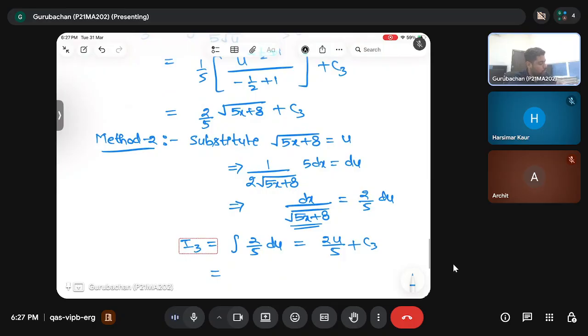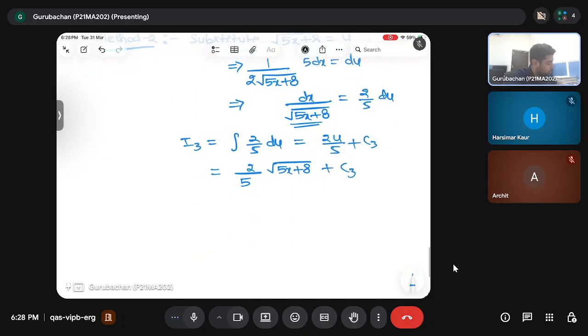And what was the value of u? That was 2 by 5 under root 5x plus 8 plus C3. Clear?